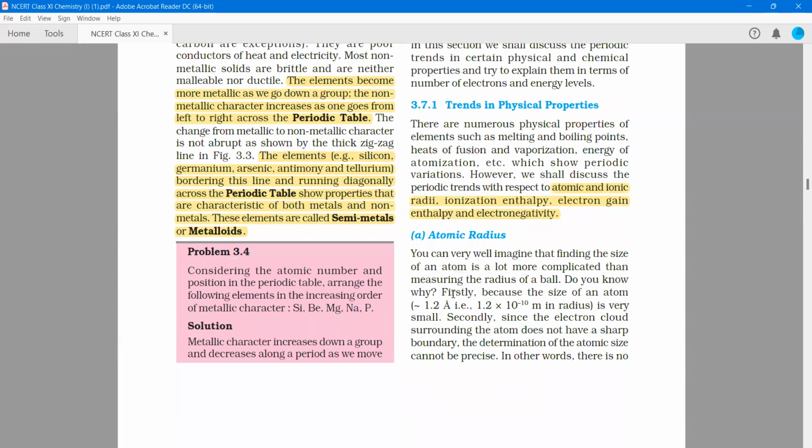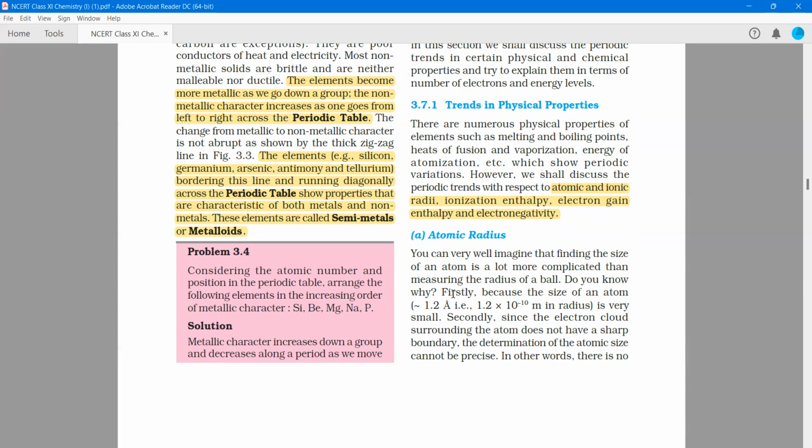Before starting, I would like you all to assume what you think could be the trend in the atomic radius when you go down the group or across the period. When you're going down the group, the electron is added in the next higher shell. Basically the principal quantum number is increasing, so you are adding another shell. So definitely when you're going down the group, the size is increasing, right?